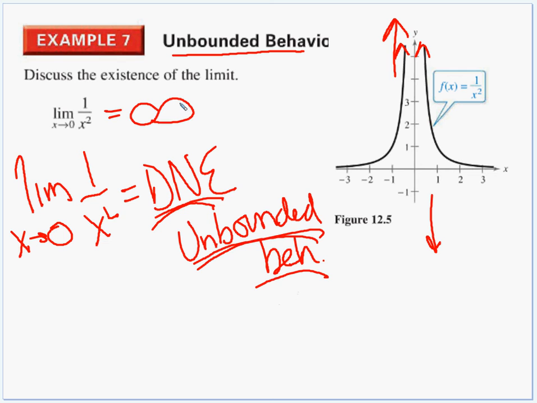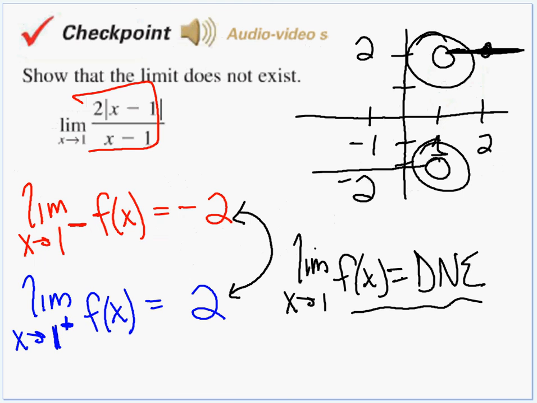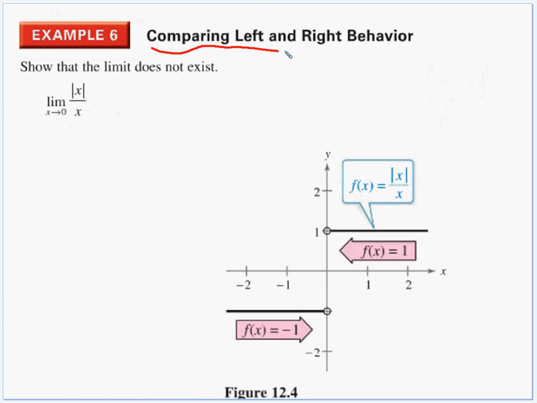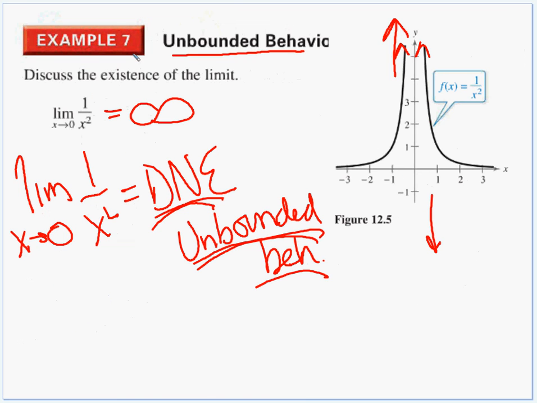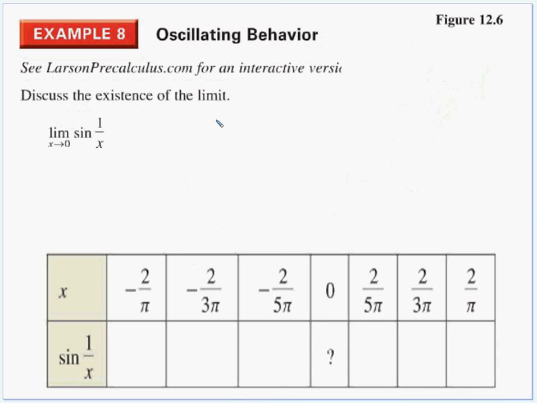All right, so 2 reasons why we would not have a limit that exists. We're approaching 2 different numbers from the left and the right, or we have unbounded behavior to positive or negative infinity. The last one is right here. Example 8, they sort of spoil the surprise. Another reason a limit will not exist is oscillating behavior.